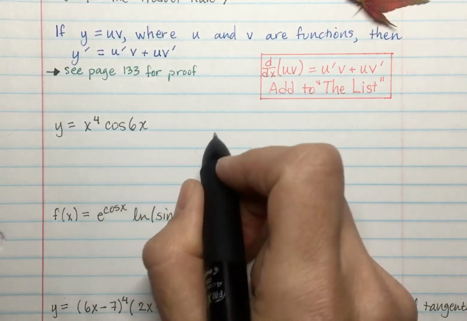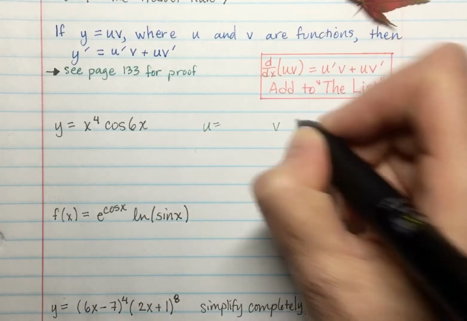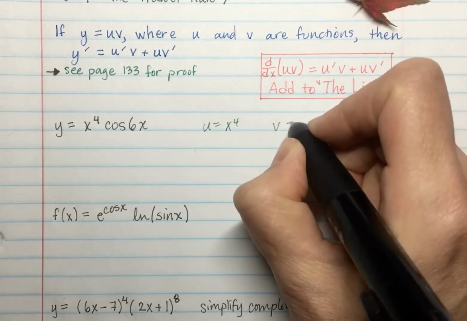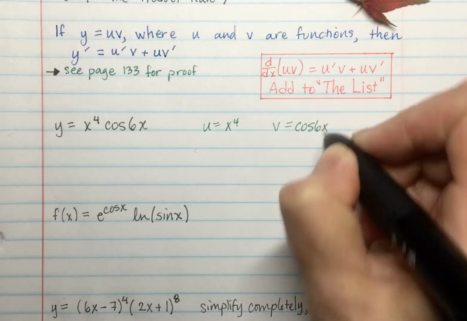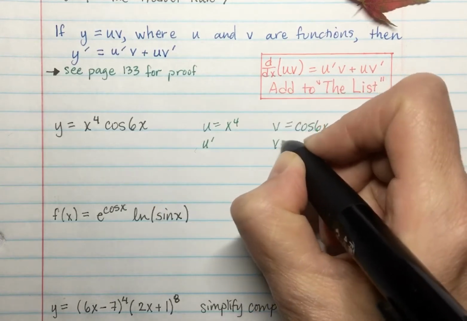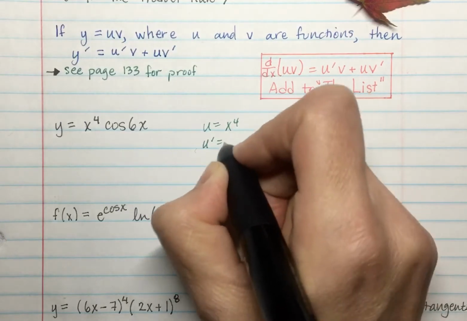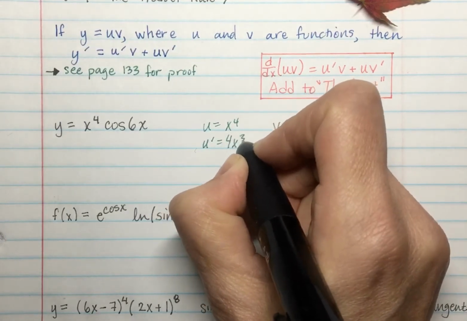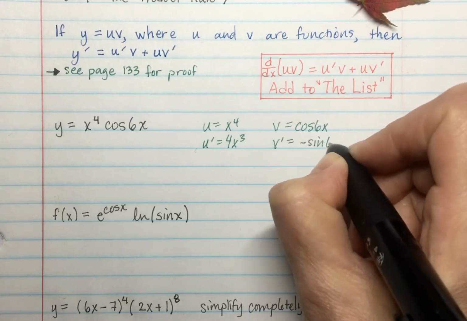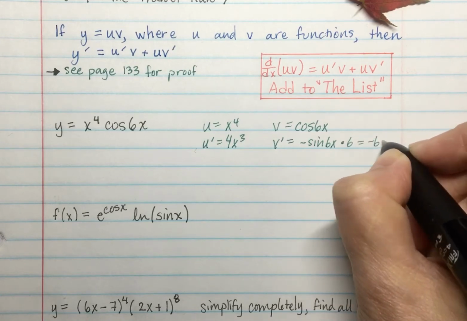When you are learning how to do this, a really good idea is to start out by listing your u and your v. So u would be x to the fourth. v would be cosine 6x. And then also write out your u prime and your v prime, because if you have these listed out, it makes it a lot easier. So u prime is just going to be 4x cubed. v prime is going to be negative sine 6x, and then chain rule times 6, or negative 6 sine 6x.